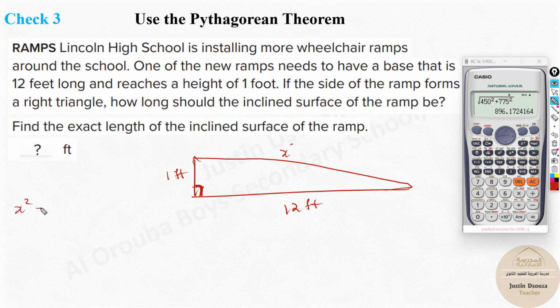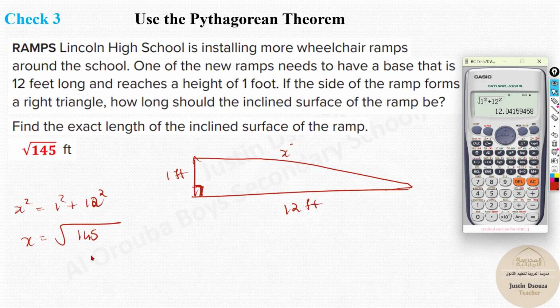So x squared equals, I'll directly write it, you need to write the formula as well, 1 squared plus 12 squared. Now, you don't need a calculator for this part. X is equal to the square root of 1 squared plus 12 squared, which is 144, so it will be root 145. Now, yes, you need a calculator for this. It's very, very close to 12. It's 12 point something. So the square root of 1 squared plus 12 squared is the square root of 145. That is 12.04.